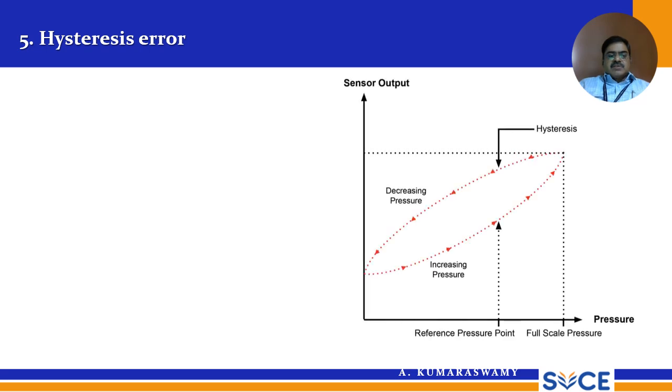We have hysteresis error. It is also known as loading error. The output increases while loading, and it does not follow the same path while unloading. So that is hysteresis, and the difference between these two curves is the hysteresis error. It is a type of error only.